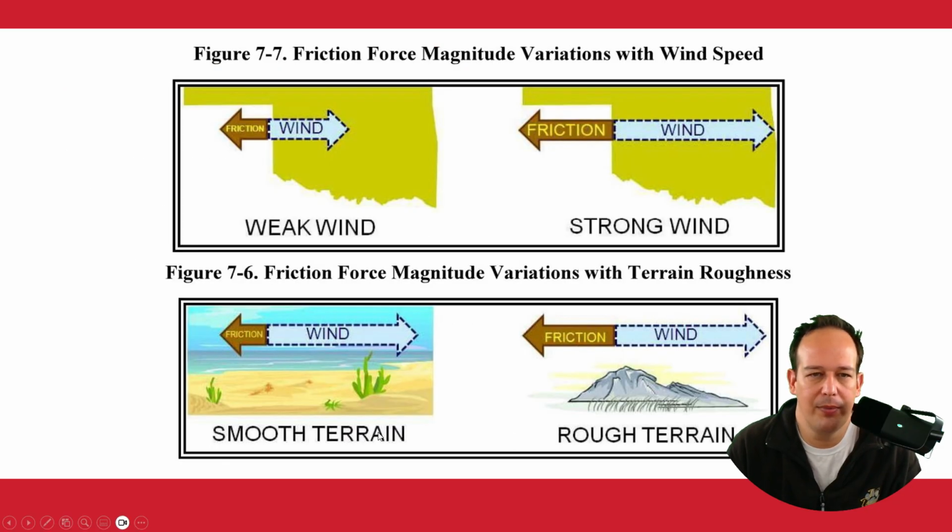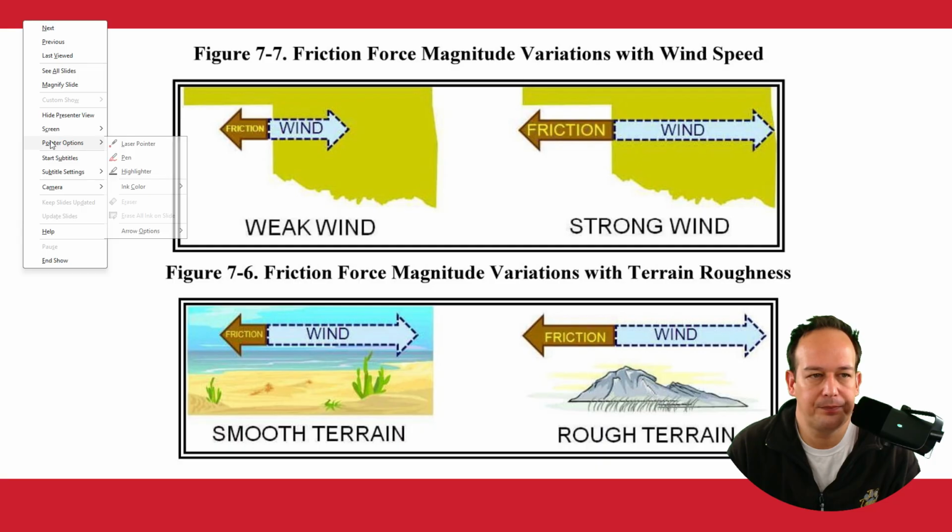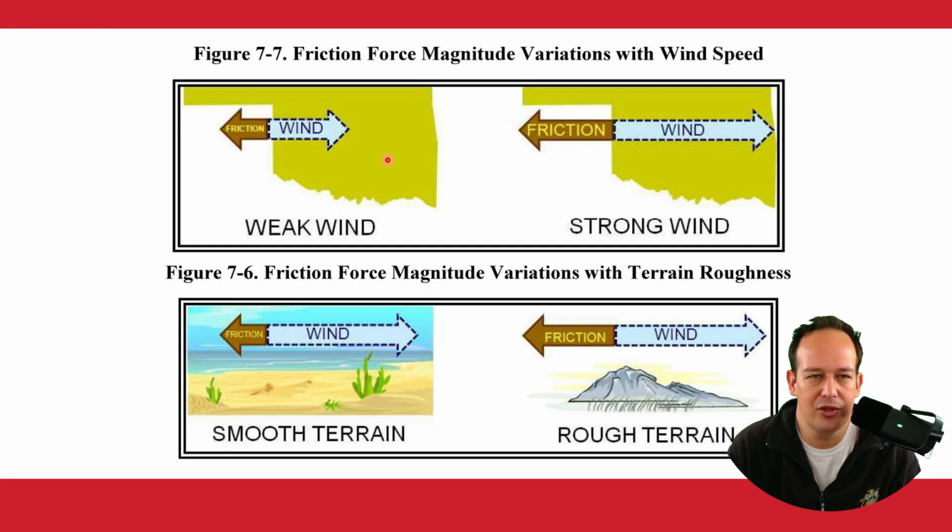And so here's just a little picture. On this top left picture, it is showing a weak wind. The weaker the wind, the lower the surface friction; the stronger the wind, the higher the friction. And then in this bottom picture, it shows that the composition of the terrain makes an effect too.